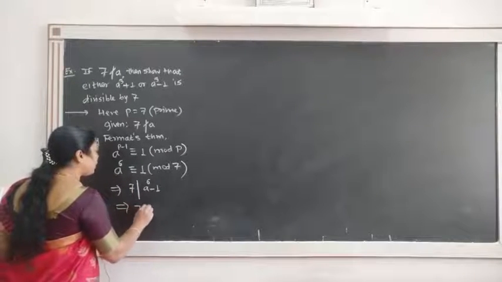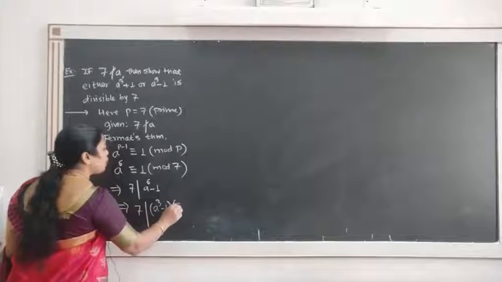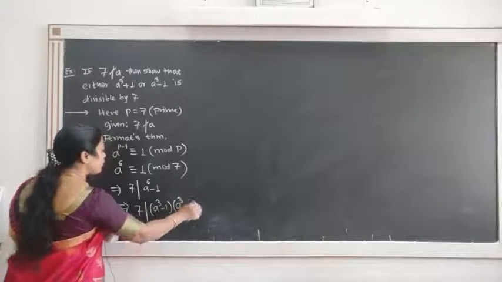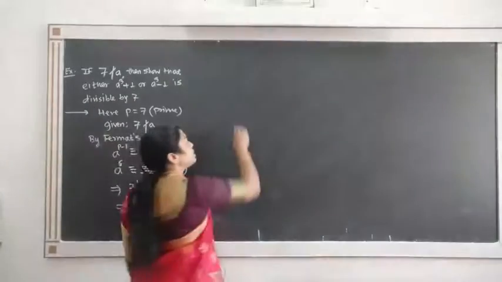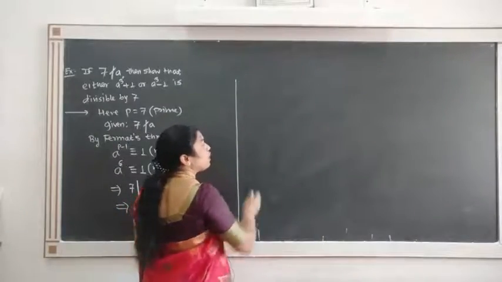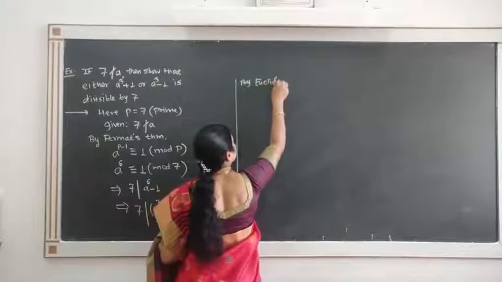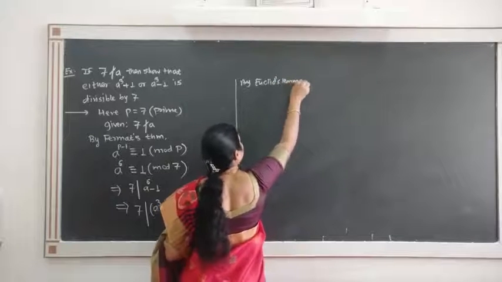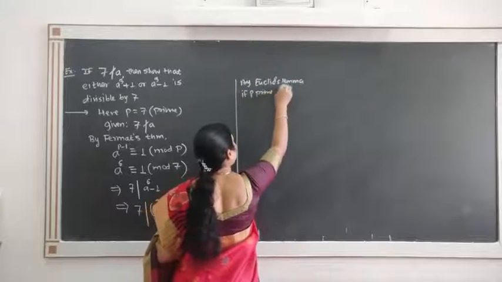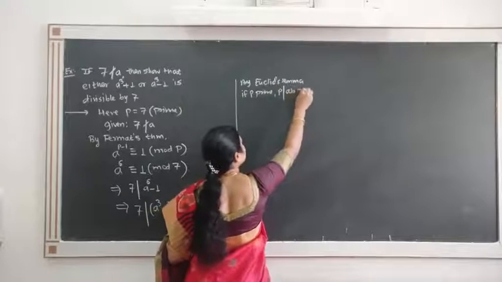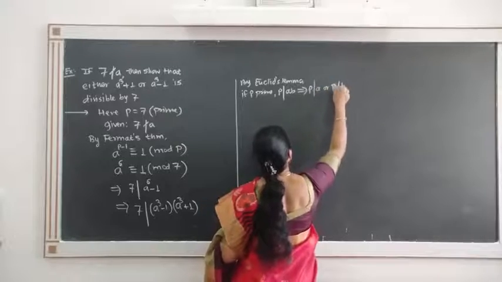But what are the factors of a raised to 6 minus 1? That is a cube minus 1 into a cube plus 1. So 7 divides a cube minus 1 into a cube plus 1. But 7 is a prime and we know Euclid's lemma. By Euclid's lemma, if p is a prime and p divides ab, this implies that either p divides a or p divides b.